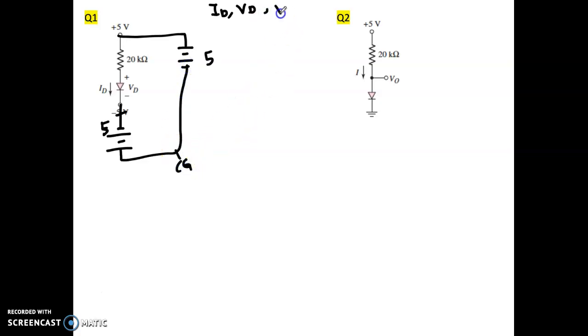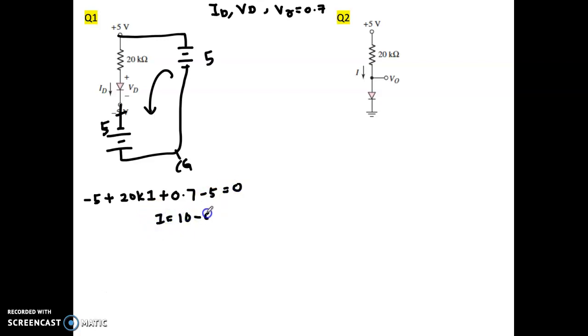Okay, let's say this is model 1, that is V gamma is equal to 0.7 volt. So how are you going to write the equation? Just use KVL, so it becomes minus 5 plus 20K I plus, replace your VD with V gamma because it's PLM1, right? So plus 0.7 minus 5 will be equal to 0. Then you can get I equal to 10 minus 0.7 divided by 20K, and then you can get the answer.